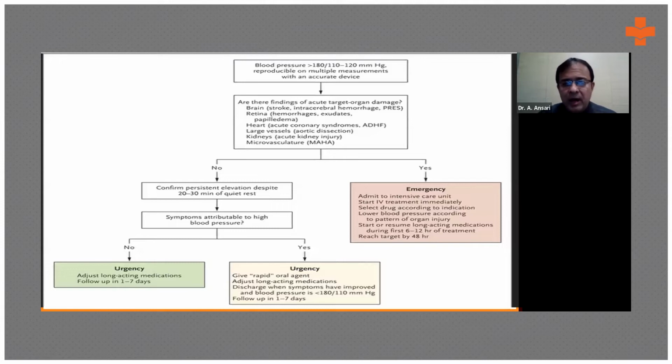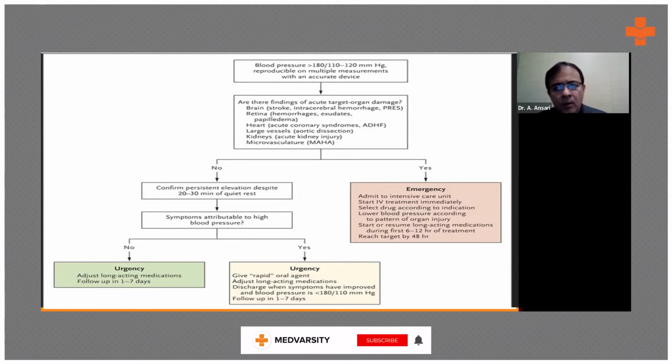Now, how are you going to classify? What do you mean by acute organ damage? In the case of the brain, are you going to see a stroke or ICH, or papilledema and exudates in the retina? Are you going to have acute decompensated heart failure secondary to hypertension? Are you going to have an aortic dissection, acute kidney injury, microvasculature injury? All these findings constitute what is called acute organ damage.